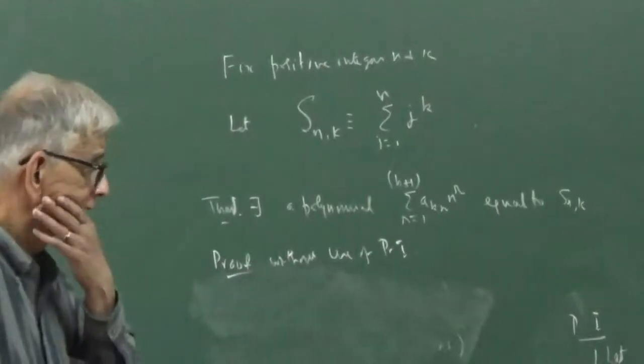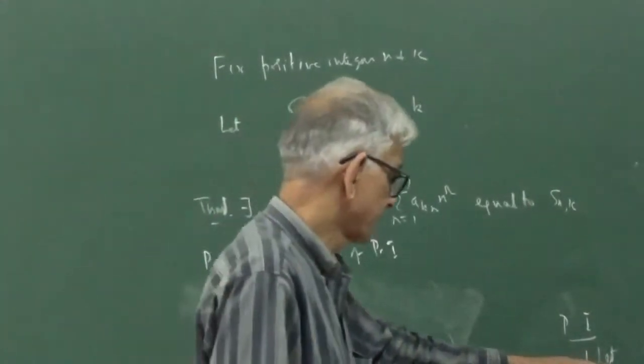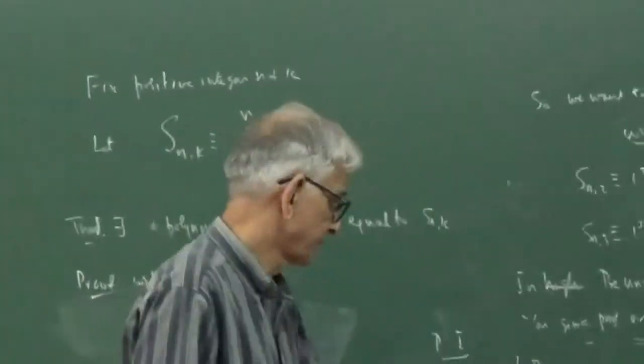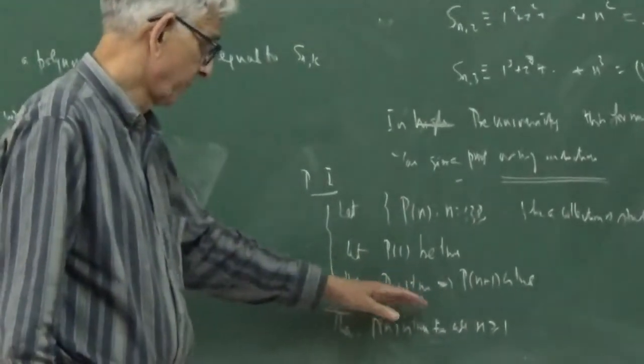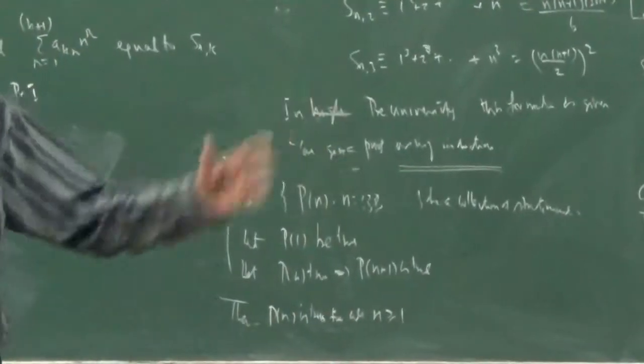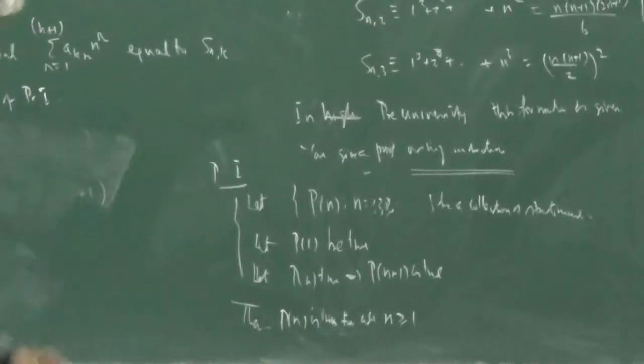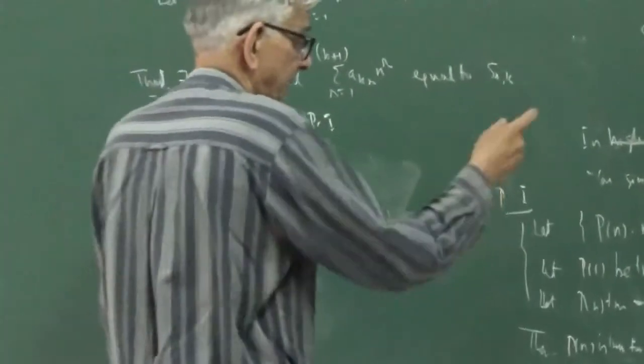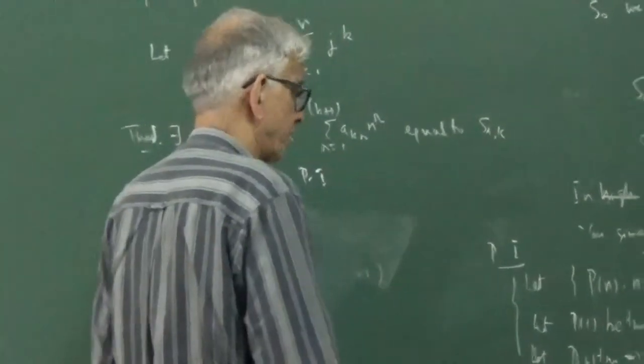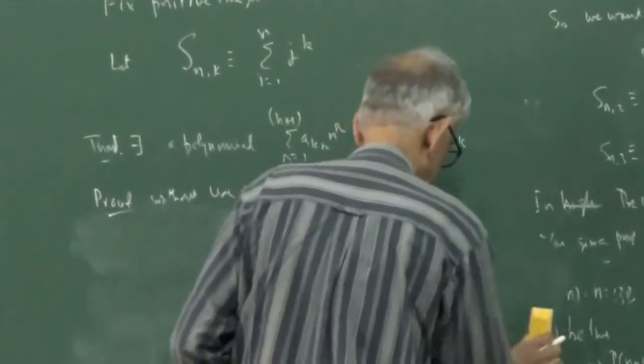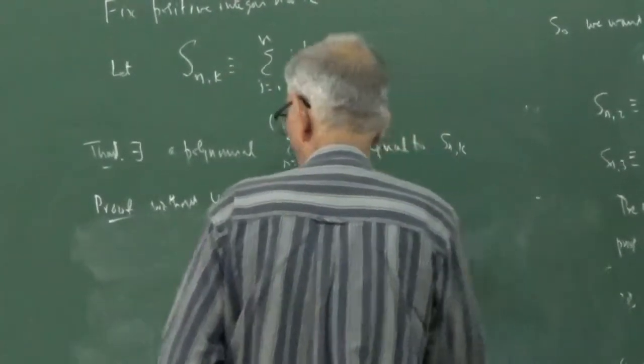Remember, the principle of induction has three statements, namely: let P(n) be a collection of statements, P(1) be true, P(n) true implying P(n plus 1) is true, then P(n) is true for all n. So I don't want to use that, because that requires the well-ordering principle, which is all right. But here we give the following proof.